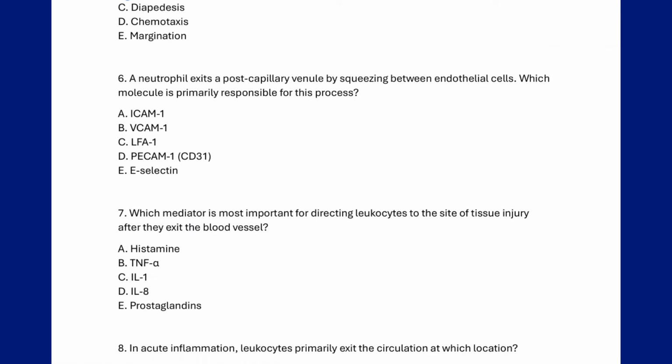Remember, there are two of them. We have adhesion deficiency type 2, which is due to a defect in what? Sialyl Lewis X. And we also have type 1, which is a problem with integrin. Very good. Next, a neutrophil exits a host capillary venule by squeezing between the endothelial cells. Which molecule is primarily responsible for this process? Remember, that molecule is our PECAM-1, which is CD31. And this is present on both the endothelial cell and the leukocyte.